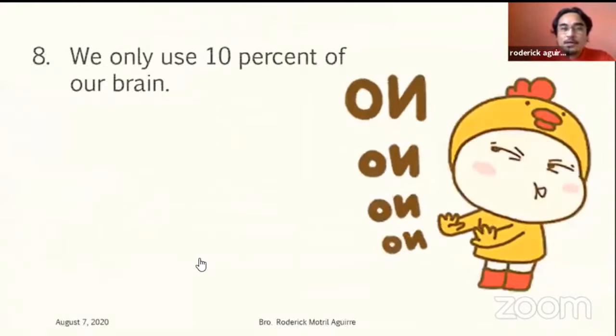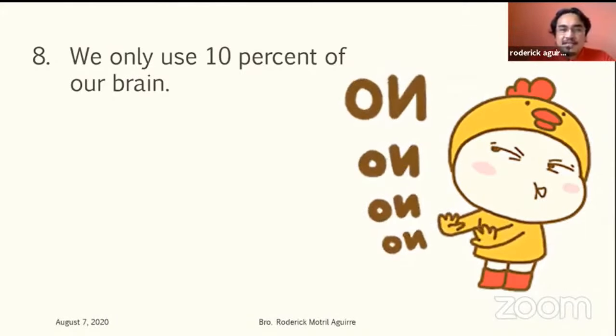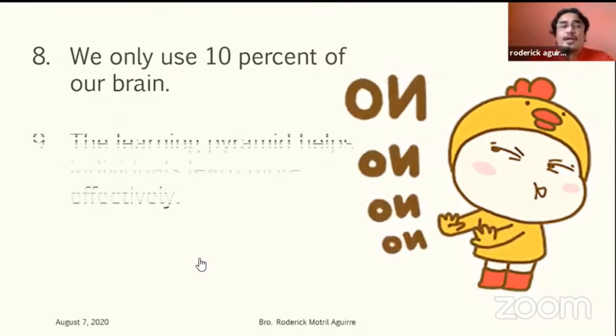Next would be number 8. We only use 10% of our brain. That's wrong. We have a capacity. Our brain is so powerful, and we can keep on using it continuously. Help ourselves be exposed to a lot of literacy activities and a lot of mind-boggling activities at home. Then we go beyond 10% of the use of our brain.